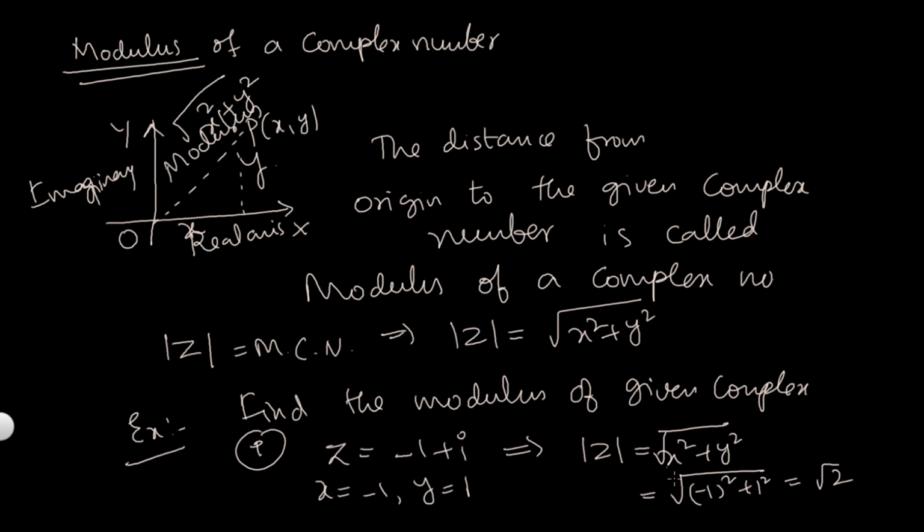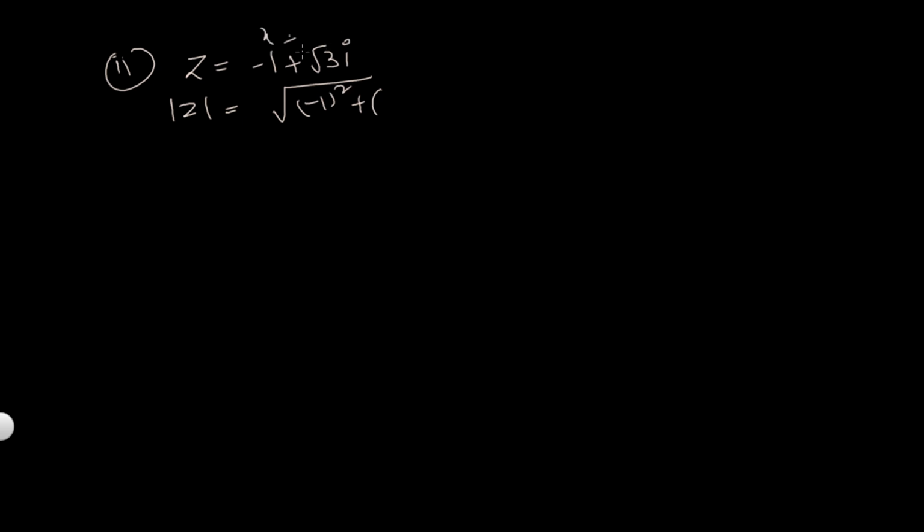Same thing for the second question. Let us take another example. Suppose z equals -1 plus root 3 i. So mod z means root over x square plus y square. X is -1, so (-1) whole square. Y is the coefficient of i, comparing with x plus iy always, so y is root 3, and root 3 whole square. Now simplify: root 4 means 2. Therefore the modulus of the given complex number is 2 units.